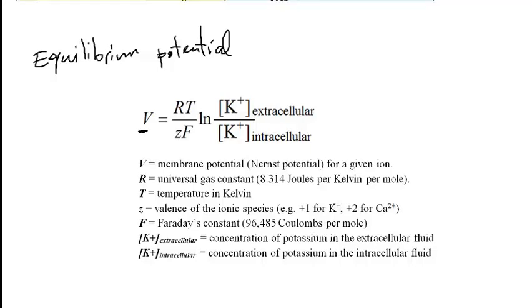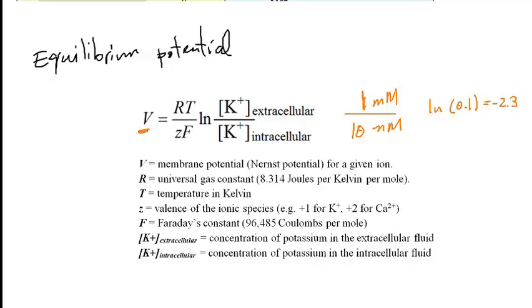And here let me give you an example. Let's say that just for argument's sake, our extracellular potassium concentration is 1 millimolar versus 10 millimolar for the intracellular gradient. Consequently, the ln value of 0.1 would be equal to minus 2.3. So that would contribute to the minus charge of our membrane potential.